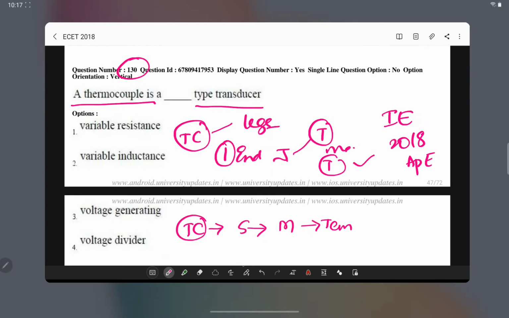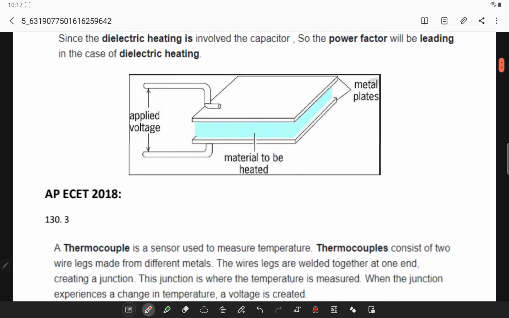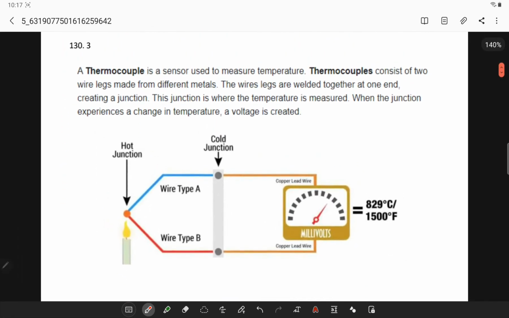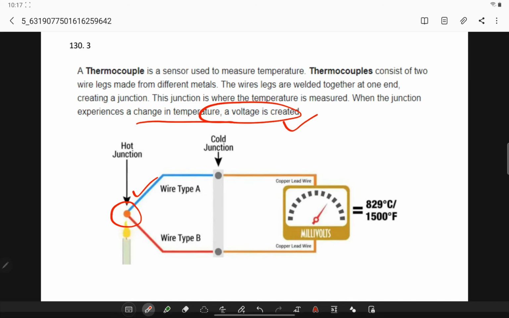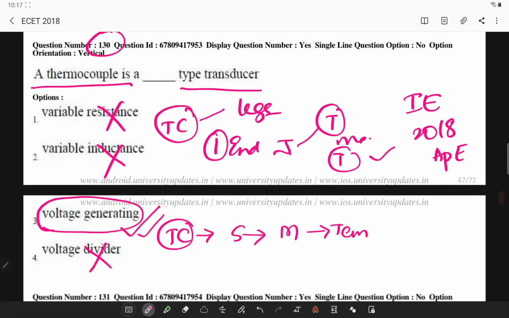I'll show you how exactly this thermocouple looks. This is the PDF which I have created. If you want this PDF, it is available in the web link provided in the YouTube description. Observe, this is the junction which I am talking about. When the junction experiences a change in temperature, a voltage is created. Now what is the question? If you observe the question, this concept is based on the voltage generated, not on resistance, inductance or voltage division.